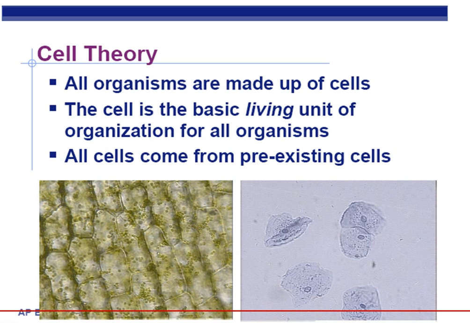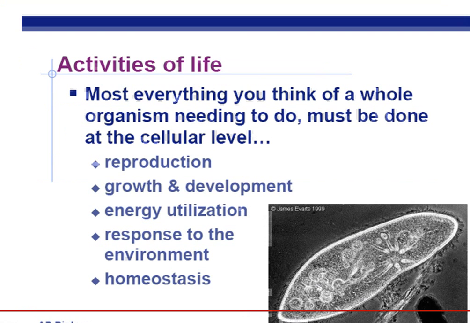The three parts of the cell theory are: all organisms are made of cells. The cell is the basic living unit of organization for all organisms. Below the level of a cell, we don't consider that alive. It doesn't meet the characteristics of life. And all cells come from pre-existing cells. Now, this doesn't talk about the first cells on this planet. We'll talk about the hypothesis as to where cells came from in a future class.